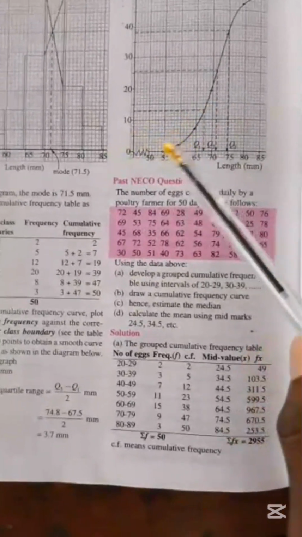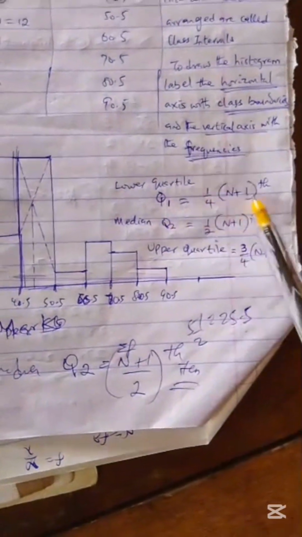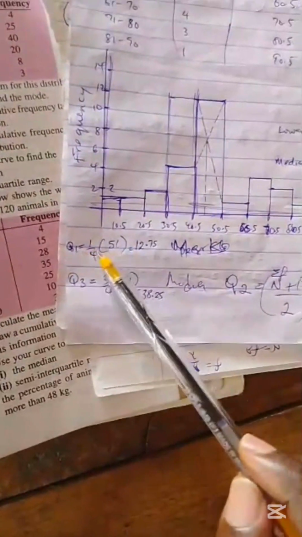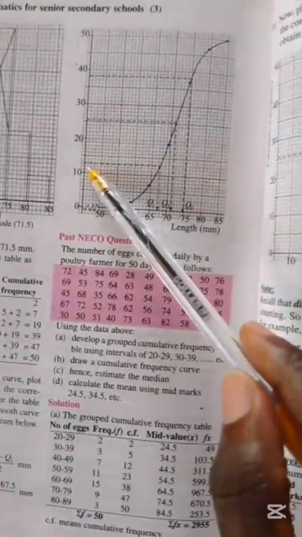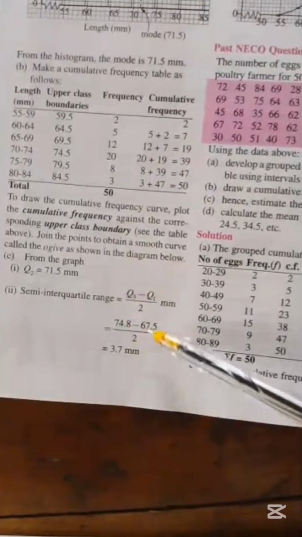To do the same thing for Q1, there's Q1 and Q3. Q1 is called the lower quartile. So it's 1/4 of your total frequency, and if you do that, you get 12.75. You come here, look for 12.75, somewhere around there. Trace it to where it touches your curve, then trace it straight down and read off that value. It's gotten as 7.5. You do the same thing for Q3.